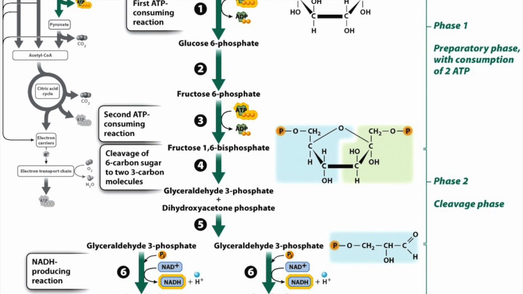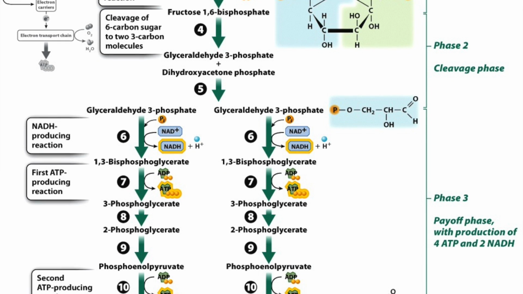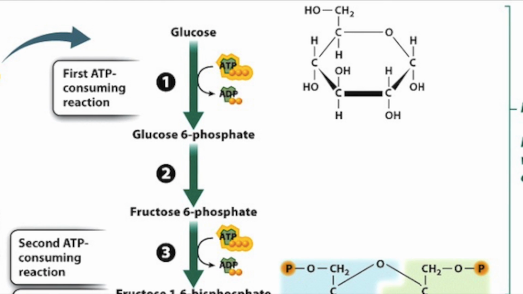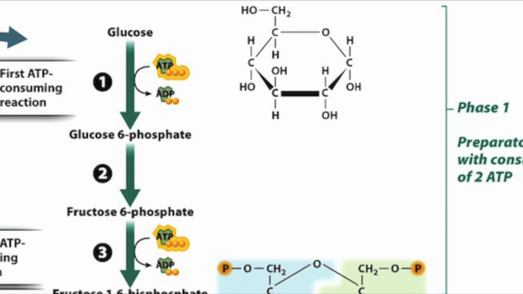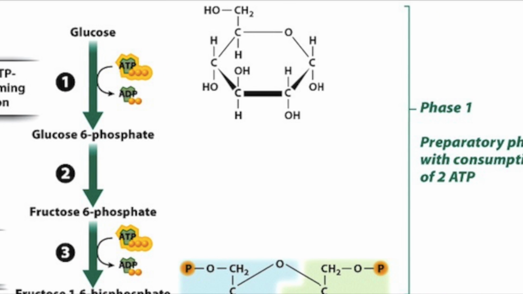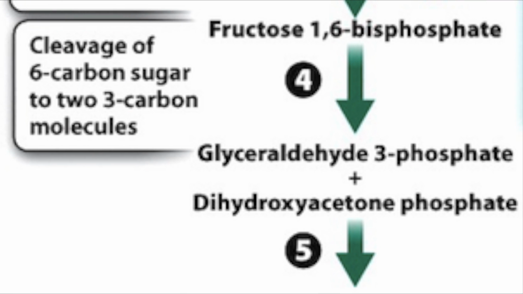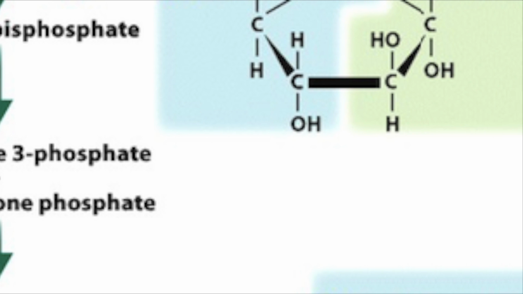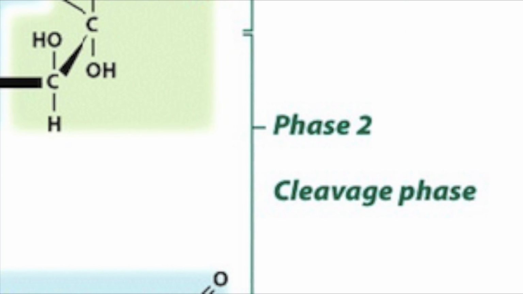Glycolysis, also known as the splitting of sugar, is split into three subphases. The first phase is when you add two ATP molecules to glucose to produce fructose 1,6-bisphosphate. The second stage is when fructose 1,6-bisphosphate is converted into two molecules of glyceraldehyde 3-phosphate.